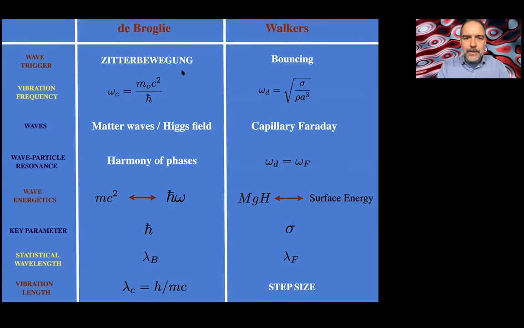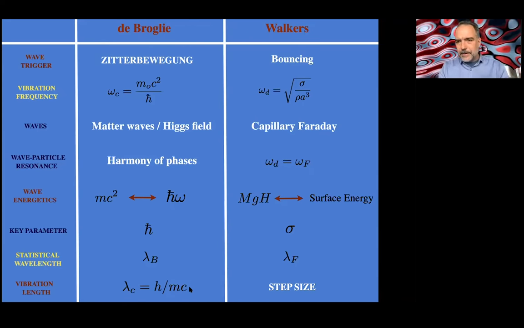So our bouncing frequency again plays the role of the zither. In de Broglie's, we have capillary waves where he has matter waves. I should note that he proposed that the matter waves satisfy Klein-Gordon, as does the Higgs field. And the key parameter in his system, the basic wave parameter, is H bar, whereas in our system it's surface tension. Again, we have the Faraday wavelength in our system playing the role of the de Broglie wavelength, and we have the step size playing the role.